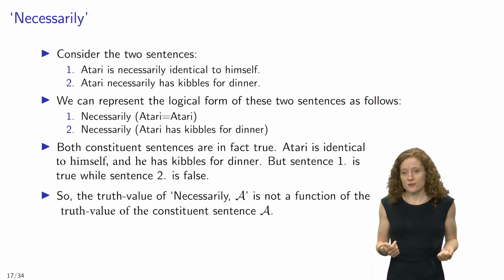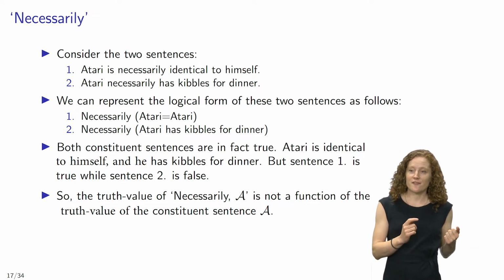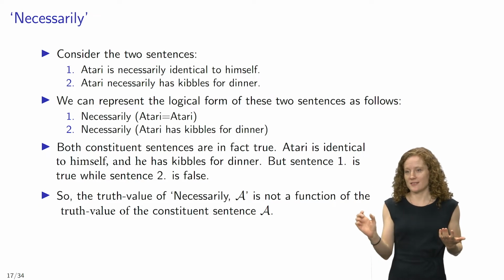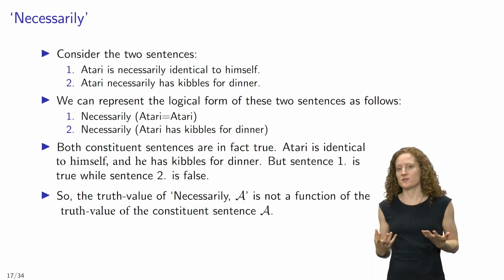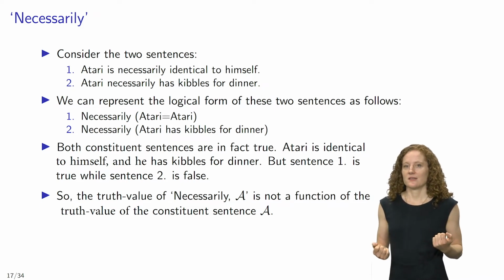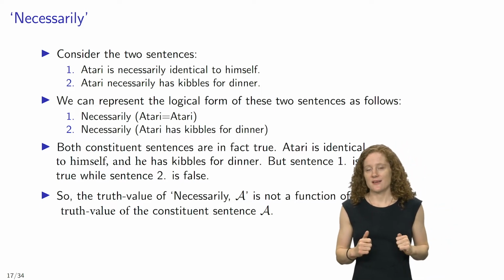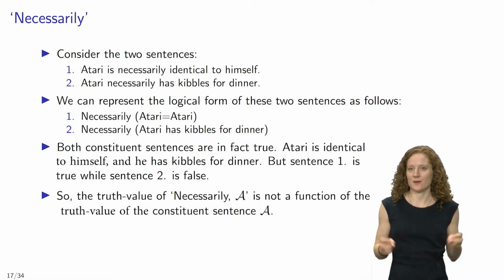So this shows that the truth value of "necessarily A" is not a function of the truth value of the constituent sentence A. Given that we have here seen two sentences with the same truth value, but when we embed them in the context created by "necessarily," the result is a sentence with different truth values. So this was the first strategy for showing that a connective is not truth functional, illustrated by means of the example "necessarily."